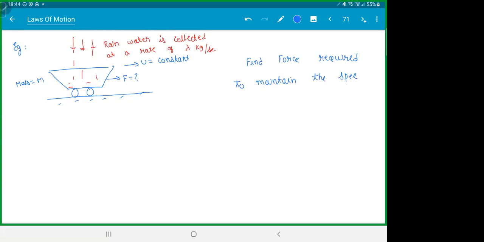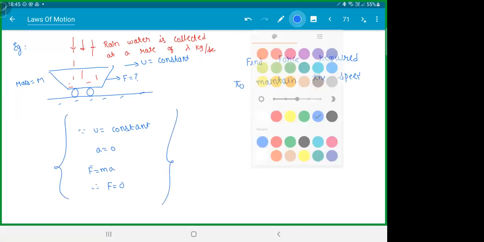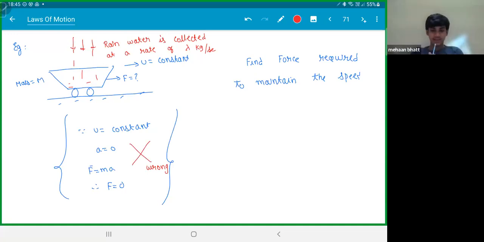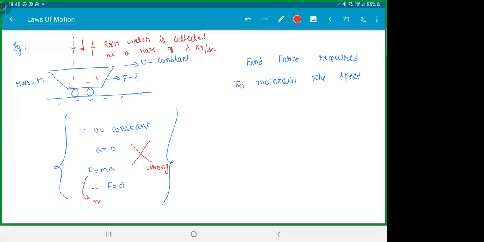Now, this is what people do. They'll say, okay, since u is constant, acceleration is 0, and F is equal to ma, therefore F is equal to 0. This is a blunder. Why? We can't use this. This is not valid. Mass is changing.